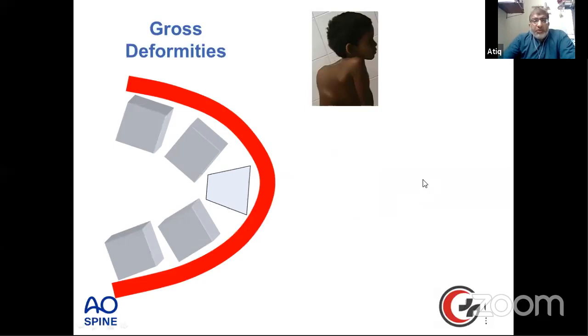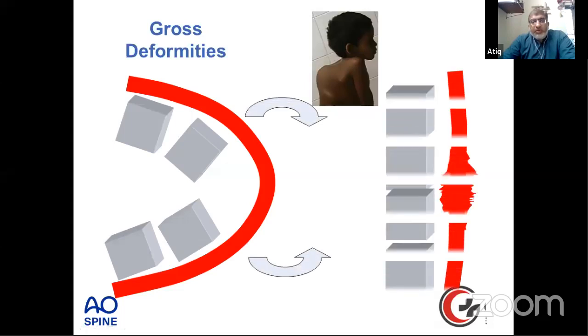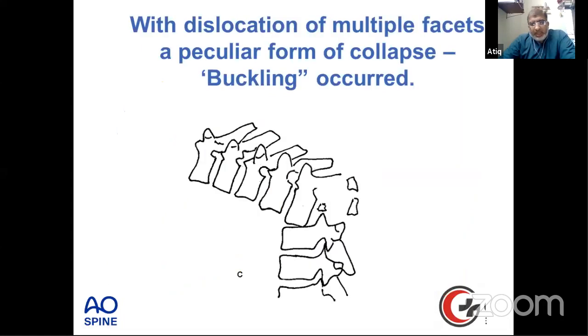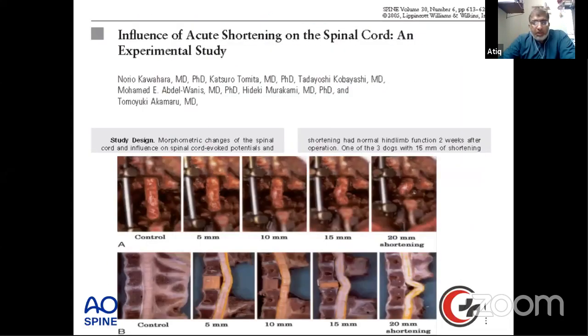And if you remove the column of the bone, then basically what you are doing is the shortening. And that shortening can cause the kinking of the spinal cord, which will compromise the vascularity of the spinal cord and can cause damage to the spinal cord.